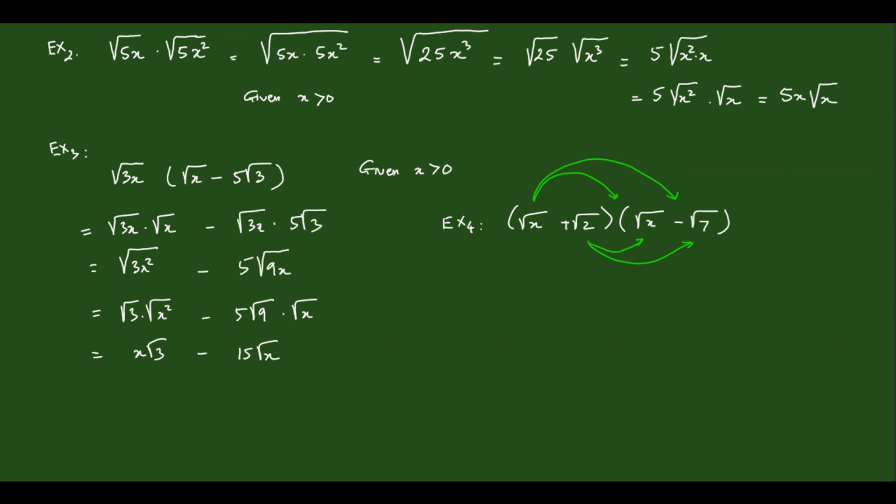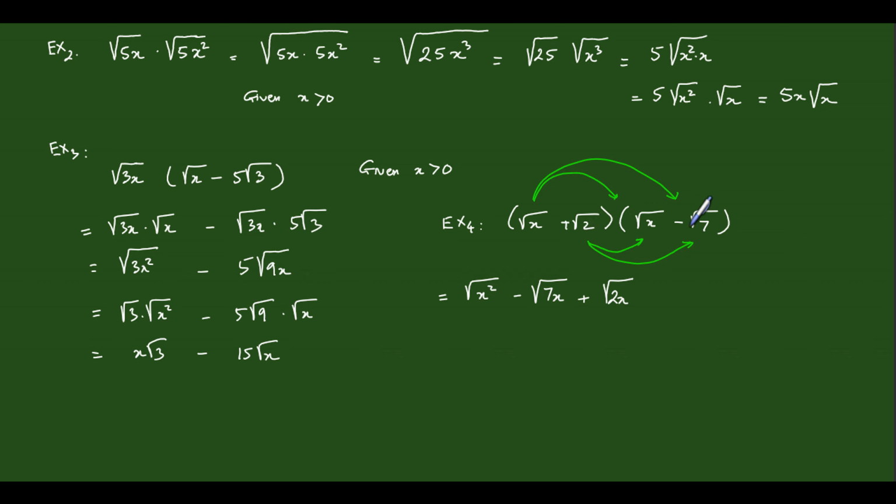So what we have will be: the square root of x times the square root of x will be the square root of x squared, right? The square root of x times negative square root of 7, we can combine under one radical, so negative square root of 7x, right? Plus the square root of 2x, you can write it under one radical. You have to be careful to write the radical sign in a way that it covers the whole thing, okay?